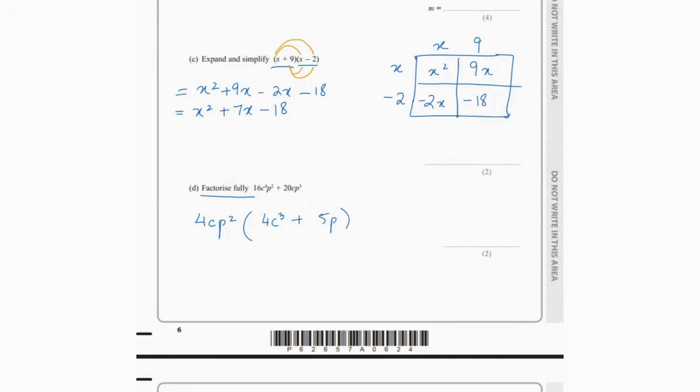So since there's nothing common between 4c cube and 5p, this is your fully factorized answer. That is it. We don't need to do anything else. So make sure that you're taking everything that is common between the given terms and not missing anything out.